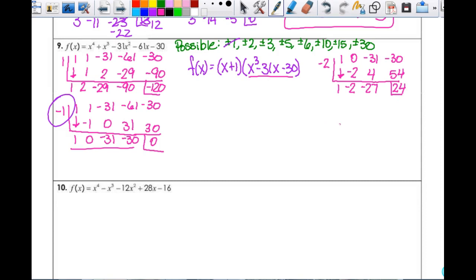So I could try +2, or I could go ahead and jump to -3. Let's try -3. Does -3 work? No. So can I try -4? No. But what can I try? -5. Or I could do +3 if I wanted to, but we'll try -5.